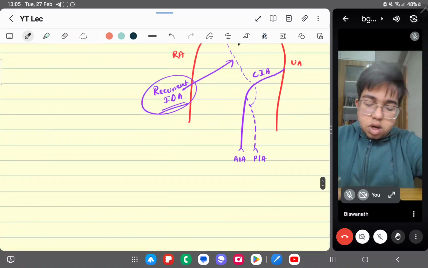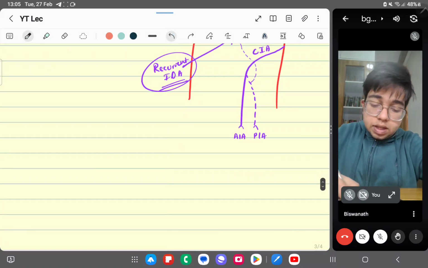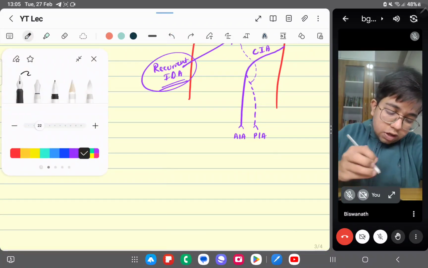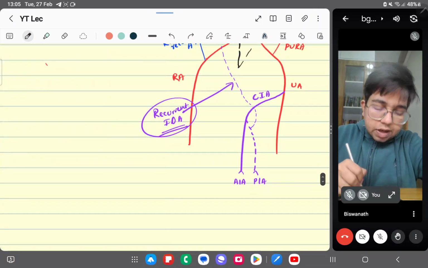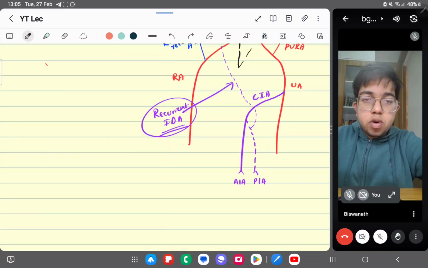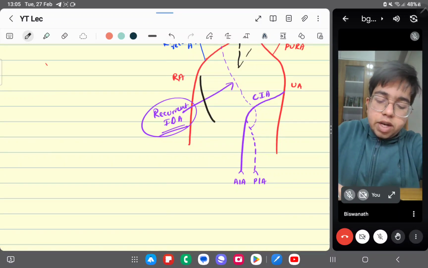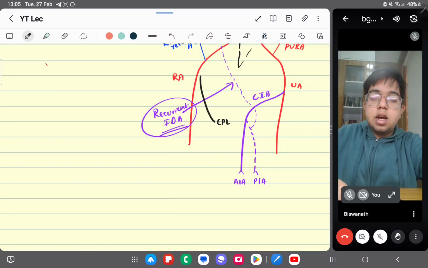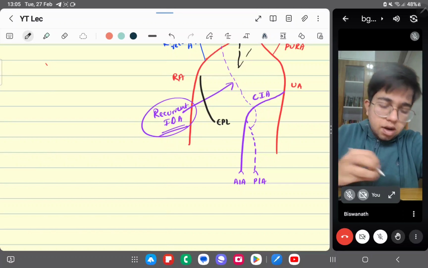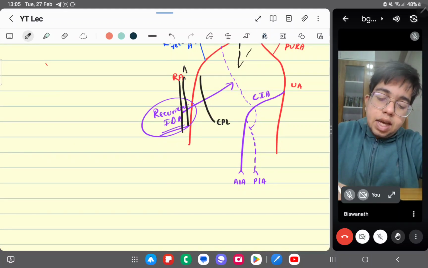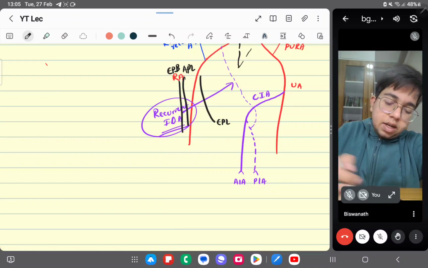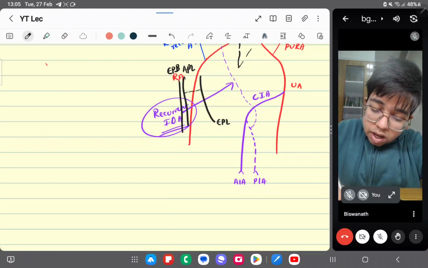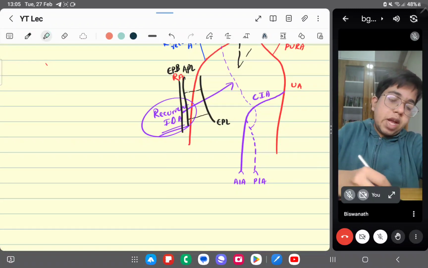If you don't know this RA, this radial artery, it is also seen in the roof of the anatomical snuff box. You know about the anatomical snuff box, I believe. If you don't know, I'll tell you that one tendon is there, that is the EPL tendon. EPL is extensor pollicis longus tendon, and another one is the APL, abductor pollicis longus, and extensor pollicis brevis tendon. These tendons form a space which is called the anatomical snuff box.